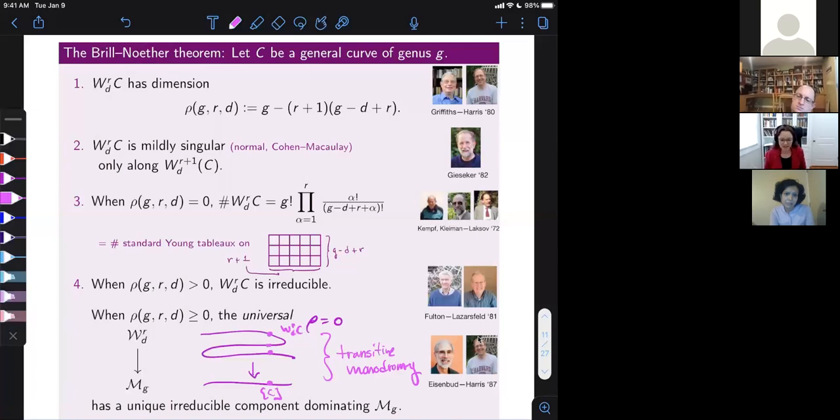So I think this is a really nice, satisfying picture in this case. We have this subscheme for a general curve. It's of the expected dimension, it's mildly singular, and it's irreducible. It's a very nice picture. So what's the problem? Why am I not done with my talk?